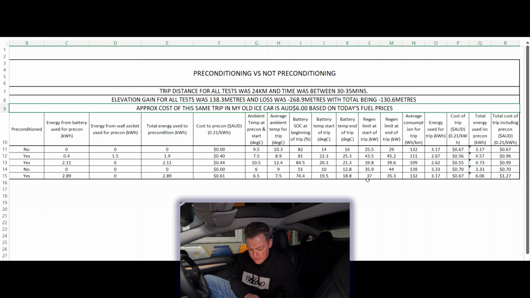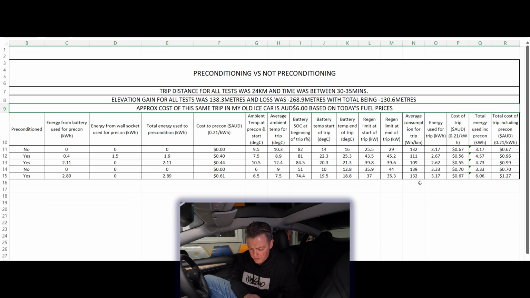Regen limit at the start of the trip decides how consistent the drive is. Regen limit at the end of the trip, so we got to see how much that increased by the time the battery had warmed up a bit. Average consumption for the trip. So this is the important thing.